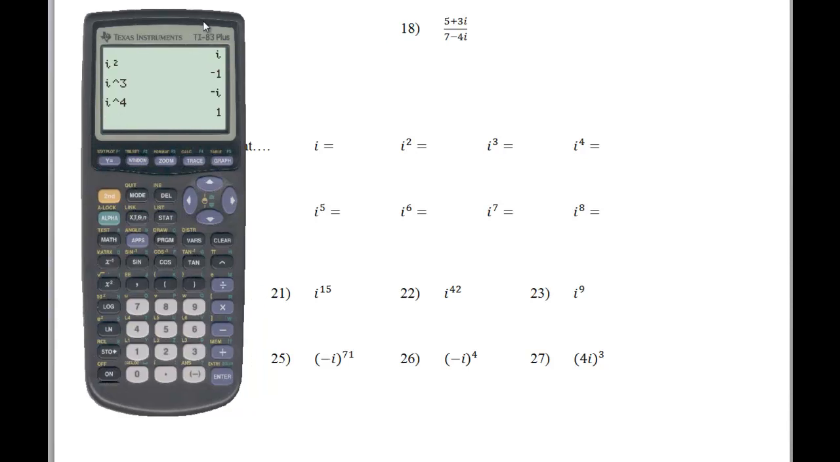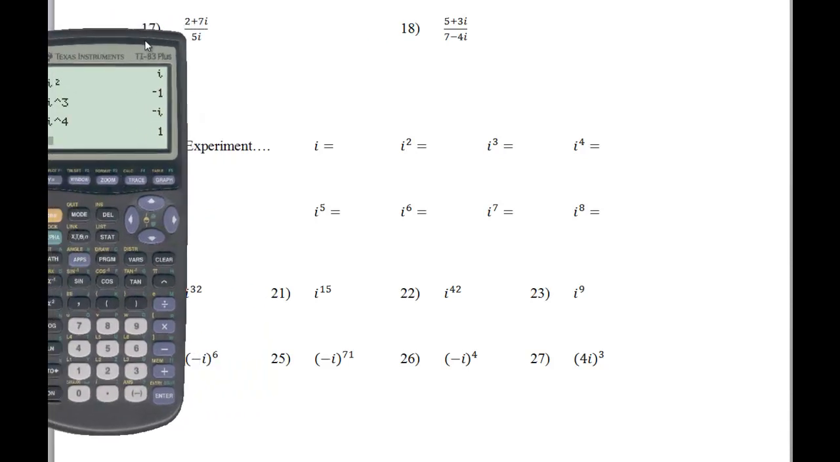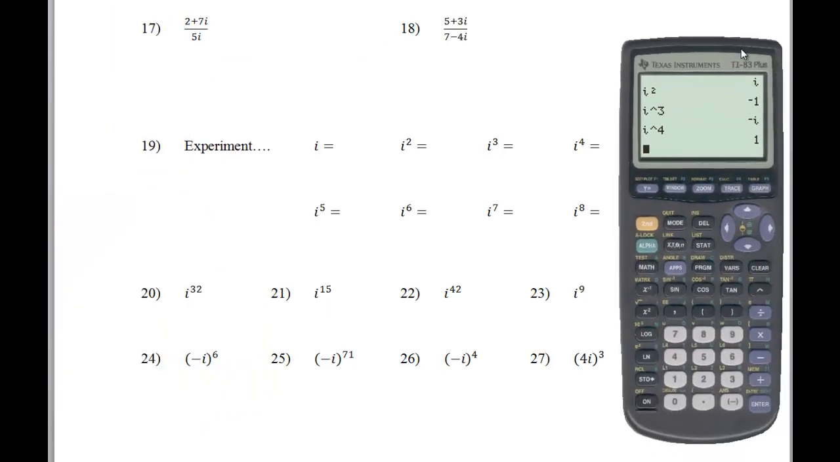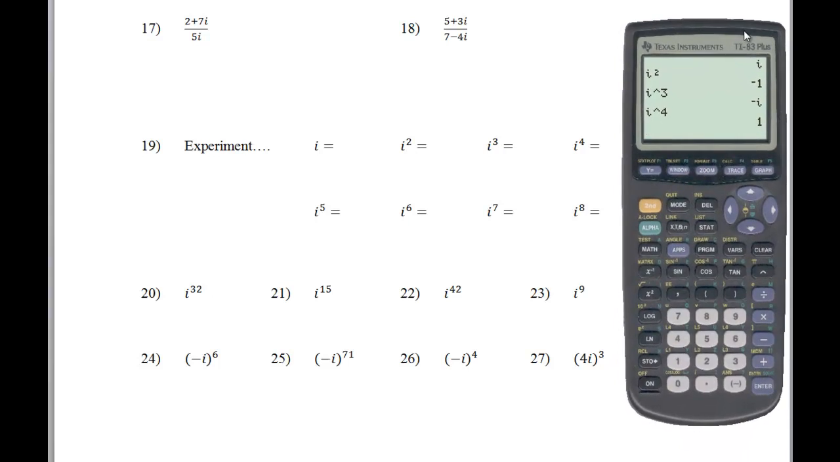So let's move this over here a little bit. I think it's going to be easier if I put the calculator here. Okay, let's go to my screen again. You'll notice that I did put the square root of -1 here, but you can see that now i is equal to the square root of -1, i squared is equal to -1, i cubed is equal to -i, and i to the fourth is 1.